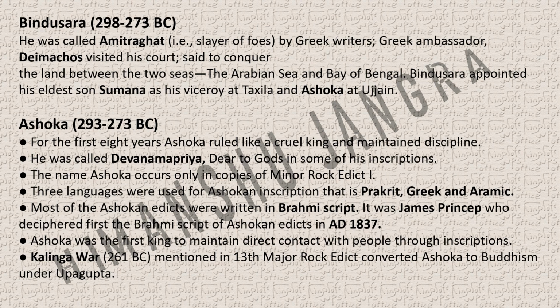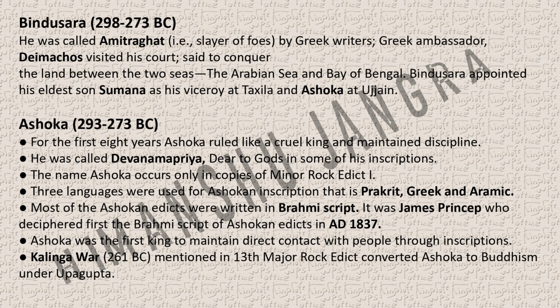3 languages were used for Ashokan inscriptions, that is Prakrit, Greek and Aramaic. Most of the Ashokan edicts were written in Brahmi script. It was James Prinsep who first deciphered the Brahmi script of Ashokan edicts in AD 1837. Ashoka was the first king to maintain direct contact with people through inscriptions.